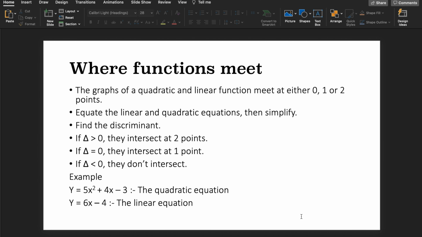Okay, so the next topic is where functions meet. The graphs of a quadratic and a linear function either meet at 0 points, 1 point, or 2 points. All we need to do is equate the equations together and find the discriminant. If the delta is greater than 0, we can conclude that they intersect at exactly 2 points. If the delta is equal to 0, they intersect at 1 point, and if the delta is less than 0, they don't intersect at all. So now let's try an example.